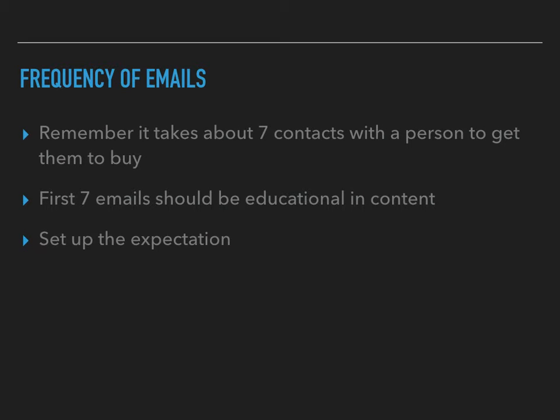Now, remember, it takes about 7 contacts with a person to get them to buy. So I recommend the first 7 emails should be more educational content than trying to sell something. Okay. I'm going to talk about what you're going to put in those 7 emails in the next video lesson, but I think you should be more building up the trust with people so that they know that you are somebody they can trust. Now, you're going to set up the expectations, and one way of doing this is letting them know that you're going to email them every X amount of days so that they know what they're going to get.